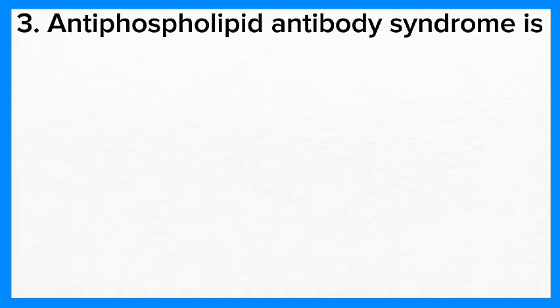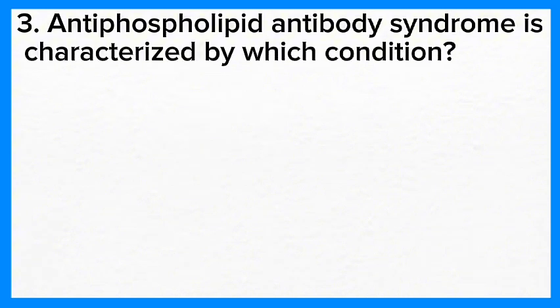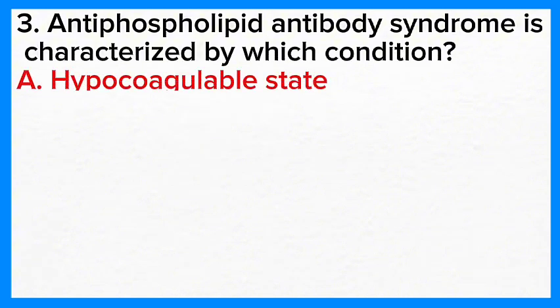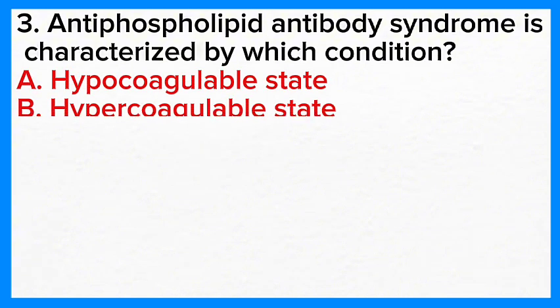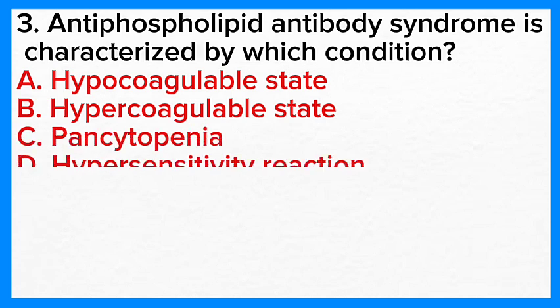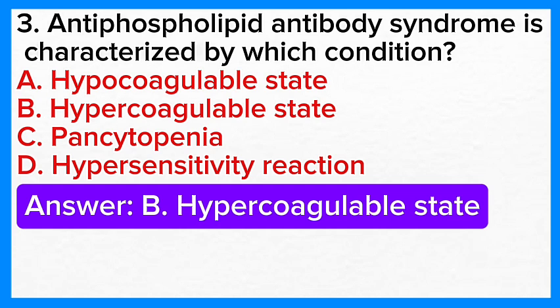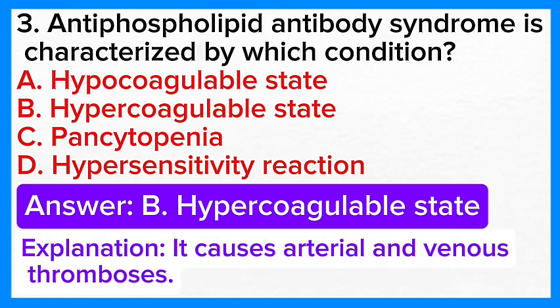3. Antiphospholipid antibody syndrome is characterized by which condition? A. Hypocoagulable state, B. Hypercoagulable state, C. Pancytopenia, D. Hypersensitivity reaction. Answer: B. Hypercoagulable state. Explanation: it causes arterial and venous thromboses.